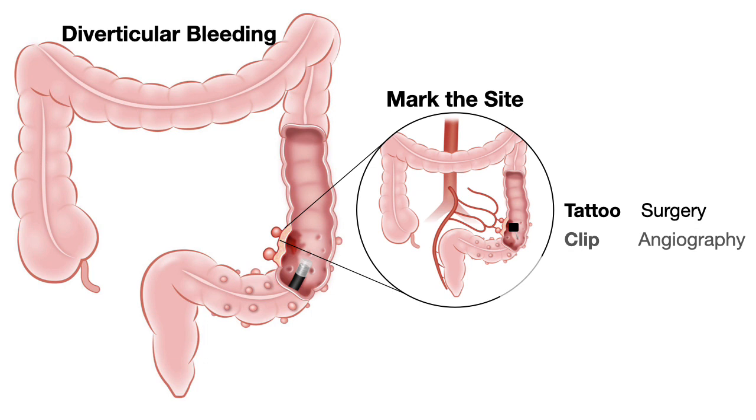So after you've applied endoscopic therapy, before you come out, place a tattoo and also place a clip. That is for the surgeon and interventional radiologist if the patient were to bleed again.